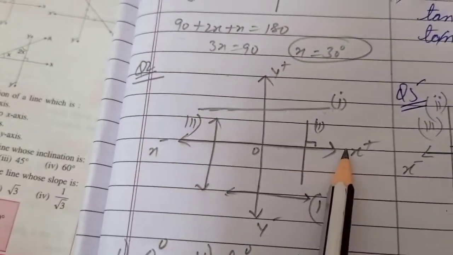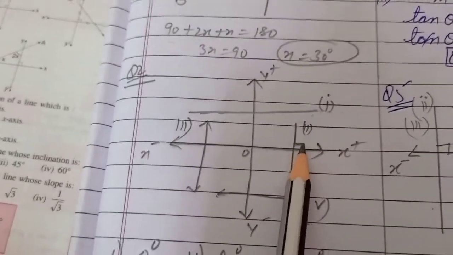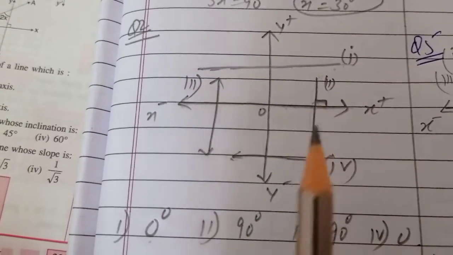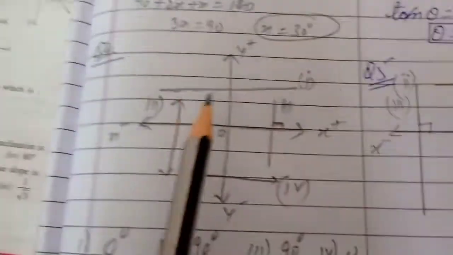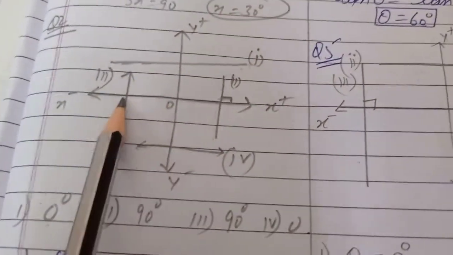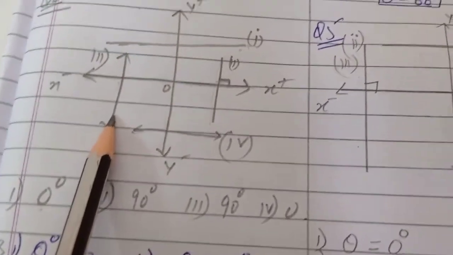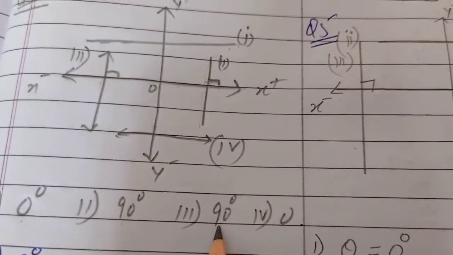Second part, draw a line perpendicular to x-axis. This is x-axis. I have drawn line perpendicular. What is the angle perpendicular means? What is the angle? 90 degree. So what is the angle of inclination? It's 90 degree. Third part, parallel to y-axis. This is the line which is parallel to y-axis. Parallel to y-axis means perpendicular to x-axis. Clear? So what is the angle? This angle is what? 90 degree.